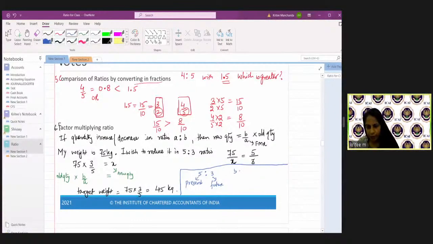So 5 times x, or 5x, is the current weight. I have 5 times x to be equal to 75. So x, that factor, comes to 15. And I want to come to 3x. So hence my new weight would be 45 kgs. So anyways, that is factor multiplying ratio.